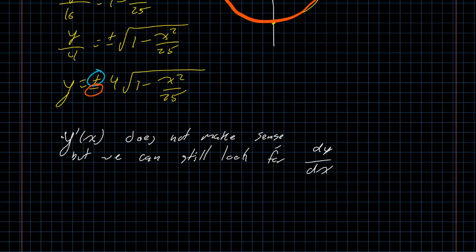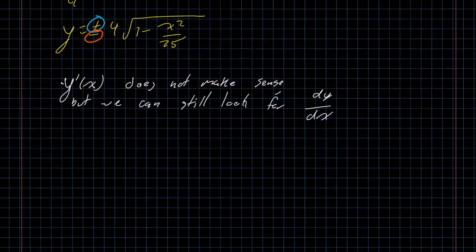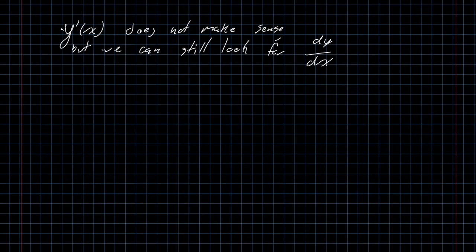y prime of x may not make sense when we're thinking about a function implicitly like this. But the fraction dy dx still can make sense. That's still the slope of the line tangent to the curve at the point. And just because the curve isn't a function doesn't mean that we stop having tangent lines. So even though that y prime of x doesn't make sense, that's still going to be the tool that we use here.